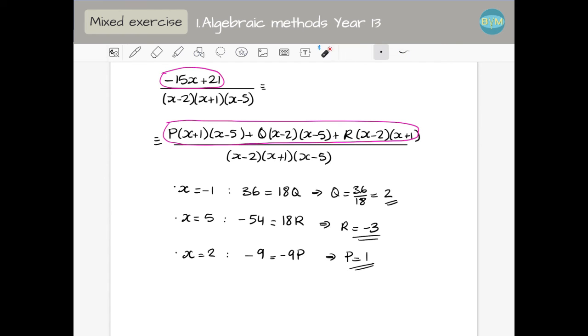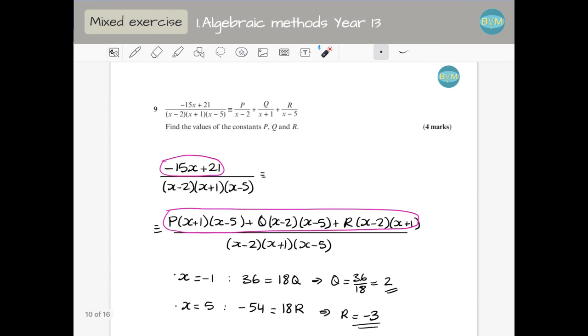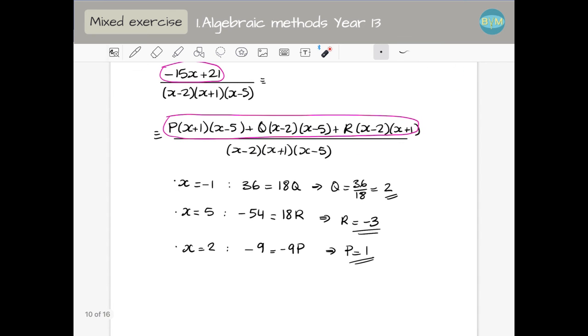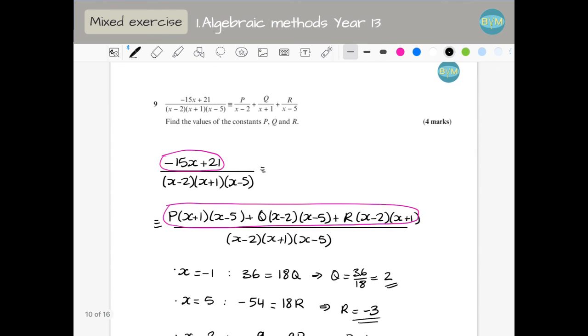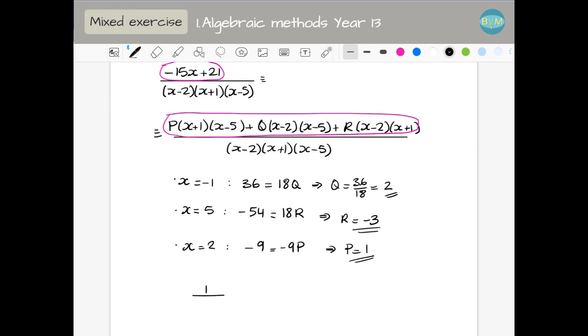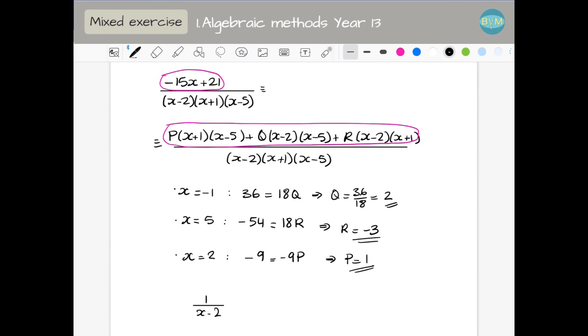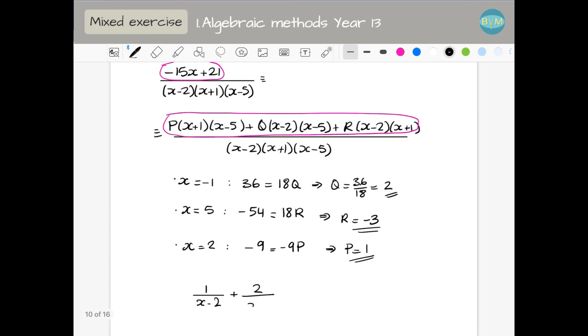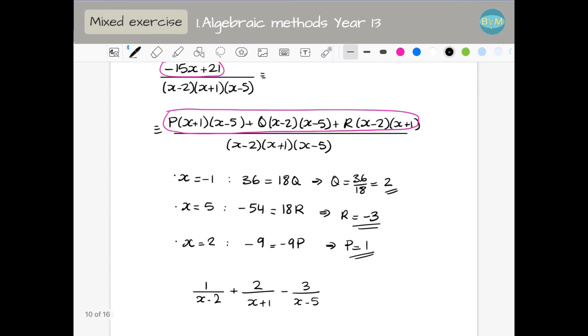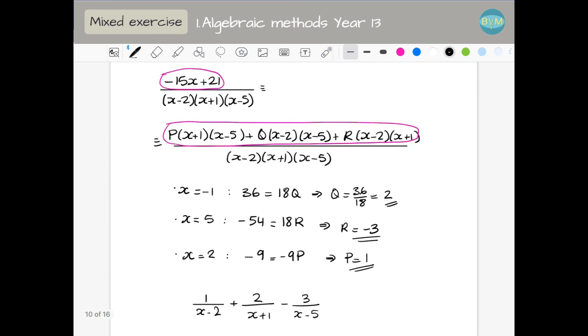And we have all the constants. So we found the values of the constants, yeah. So p, q, and r are these values. And if you want, you can write the expression. The expression would be p, which is 1, over x minus 2, plus q, which is 2, divided by x plus 1. And the last one is negative, so minus 3 divided by x minus 5. That could be the expression in case you need to write it or in case you need to work with it. Yeah, but that's all with this question.